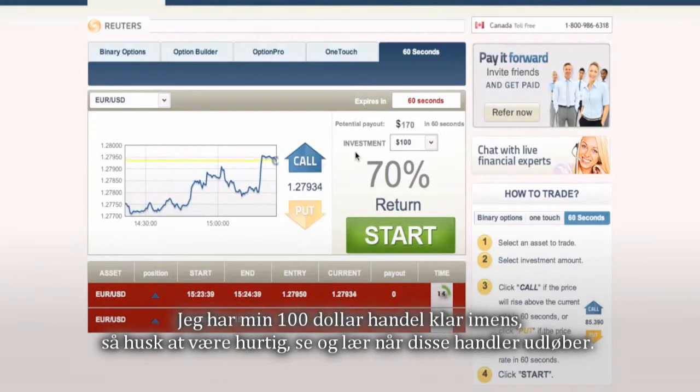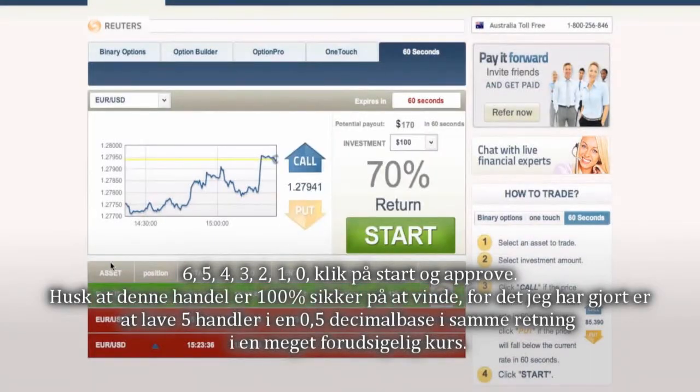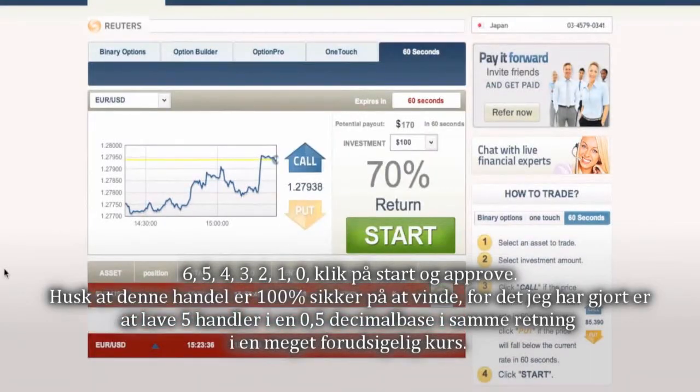So I've already got the $100 trade ready. Remember to be quick, watch and learn as these trades expire. Here we go. 6, 5, 4, 3, 2, 1, 0. Hit start, approve the trade, and we're straight in there. Now, this trade is 100% guaranteed to win, because what I've done is I've traded with 5 trades on a 0.5 decimal base in the same direction on a very predictable currency.